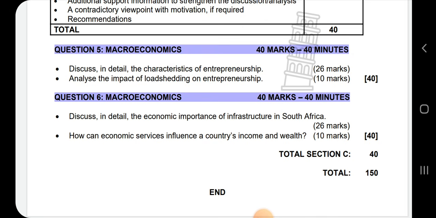And then question 6 says, discuss in detail the economic importance of infrastructure in South Africa, and then how can economic services influence a country's income and wealth. You see the additional part, and not a lot of learners will be able to understand it, but that's how you check your 26 marks. And the additional part, really, is not the most significant part of the question.